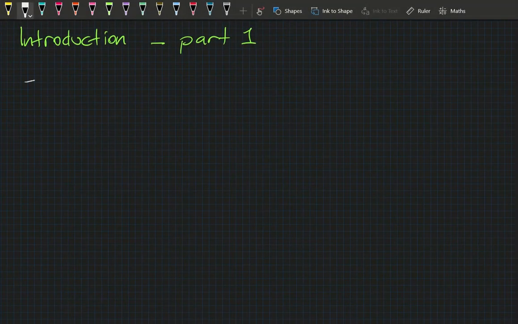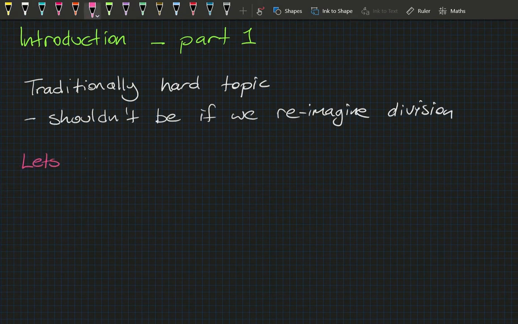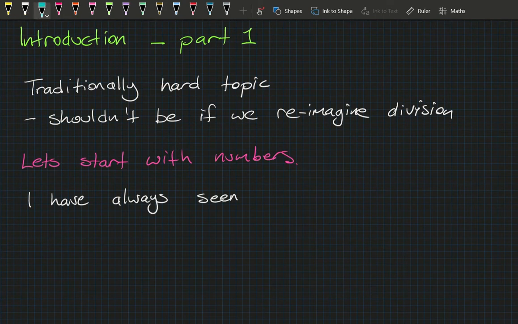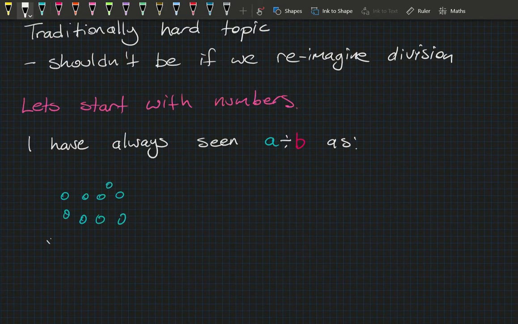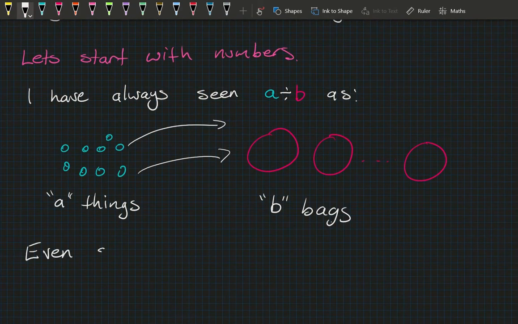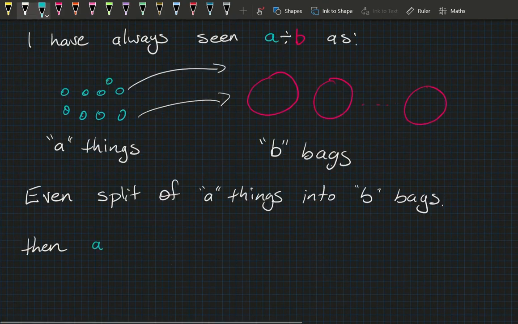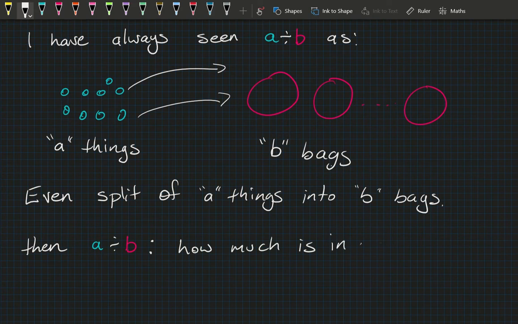As I said, this is traditionally a very hard topic, but it shouldn't be if we reimagine division. So let's start that with some numbers. I've always seen A divided by B as having A amount of things and B bags, and then moving A things into the bags and evenly splitting them among the bags. Then the answer to the division is how much is in each bag.